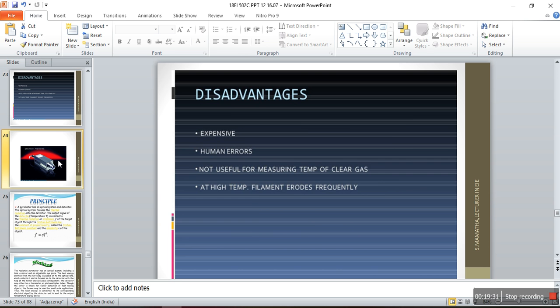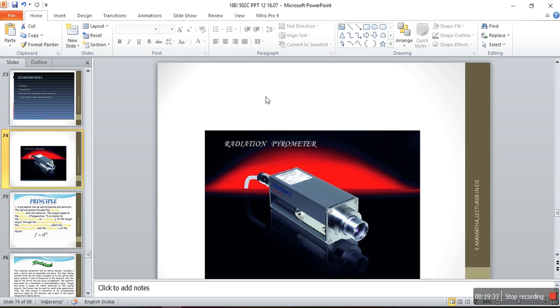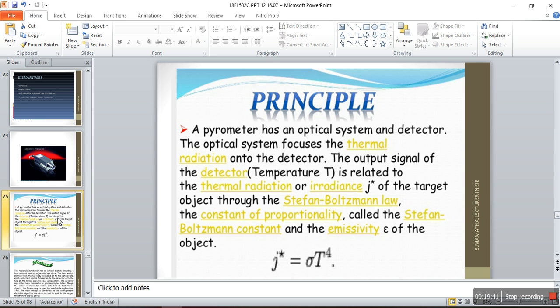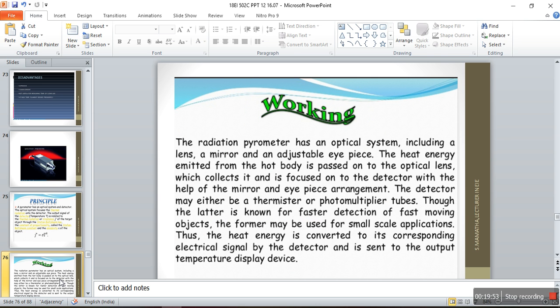Next, the radiation pyrometer. This is the structure and device diagram of the radiation pyrometer. Here it also depends on the Stefan-Boltzmann constant and the thermal radiation principle.